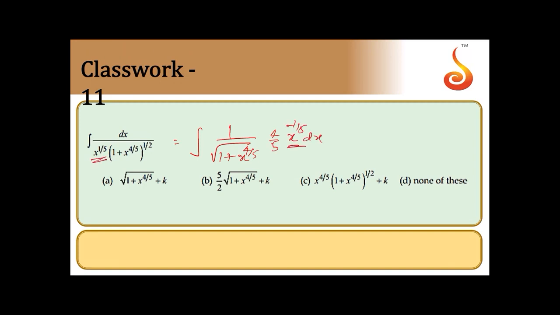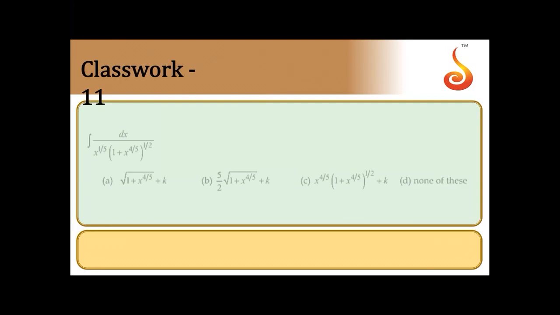Yes, x power minus 1 by 5 is already there, and 4 by 5 means 5 by 4 comes here. Therefore, this whole thing is dt and this is t. Root of this is of the form f dash by root f, and integration is nothing but 2 root f. So 5 by 4 times 2 root, therefore 2 root of 1 plus x to the power of 4 by 5 plus constant. Yeah, the 2 gets cancelled, 5 by 2 times. I hope you'll be getting only one option, that is B is the answer.